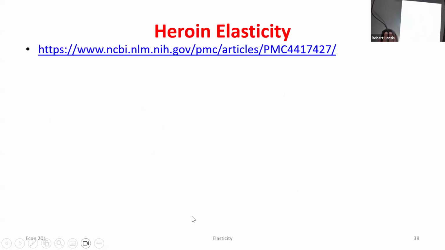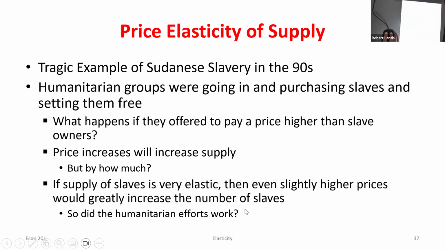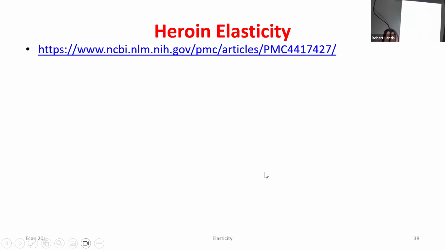So did the humanitarian efforts work? No, right? And this is once again weird. We don't want to think about slavery as a market, but really it is, right? Unfortunately, the product is slaves, people being enslaved. But if you go in and are willing to pay a higher price, you're going to automatically increase the quantity supplied. Okay. So I don't know, I thought it was kind of an interesting example to connect with some of the things that we were talking about in this chapter.